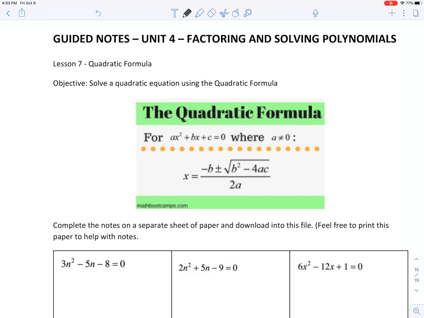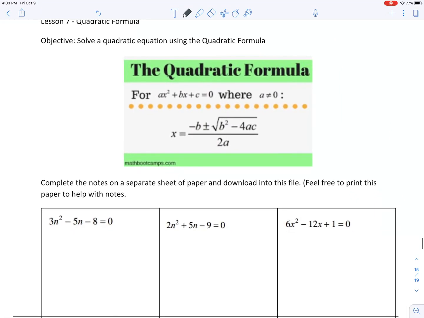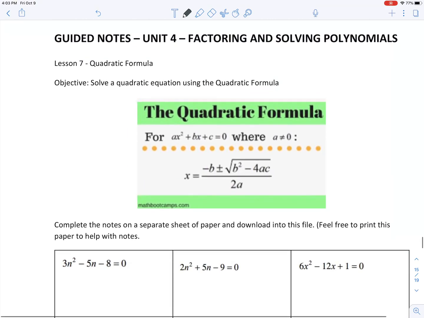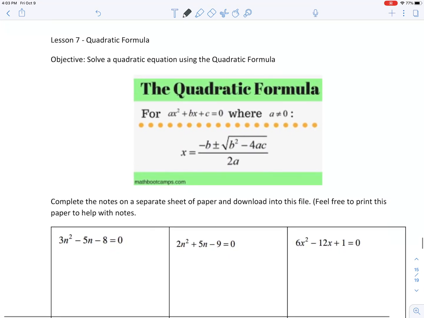Okay, boys and girls, today we're going to review the quadratic formula. And for this, you're going to need to take notes on a separate sheet of paper. So most of you may recall the quadratic formula from Math 1, Math 2. And the quadratic formula is used to solve a quadratic equation.